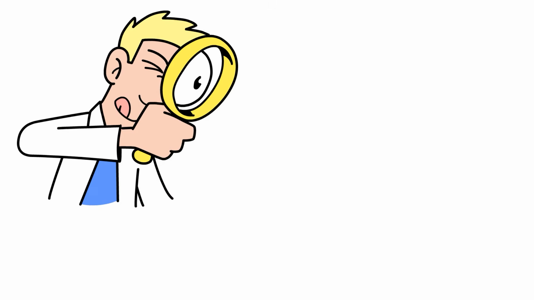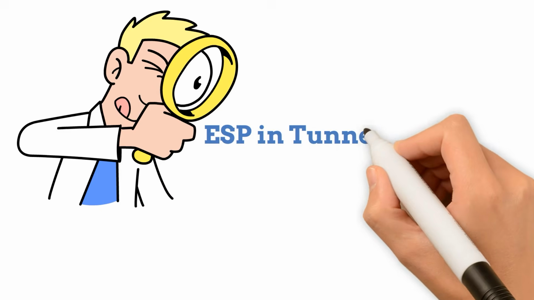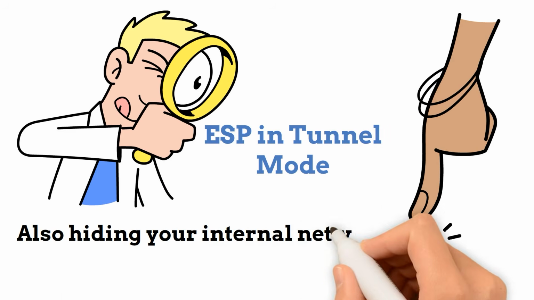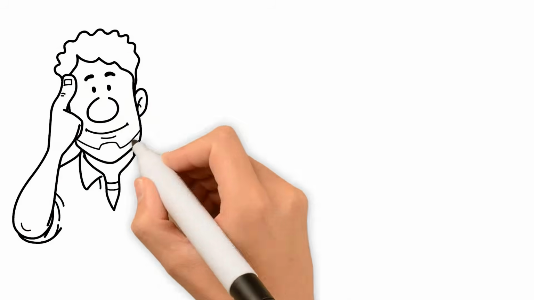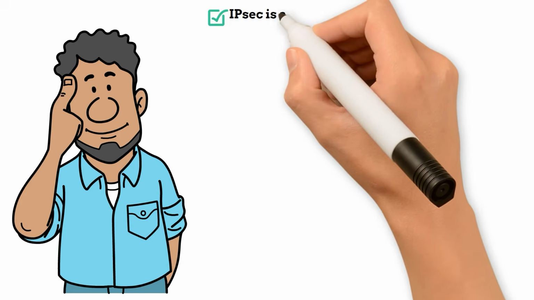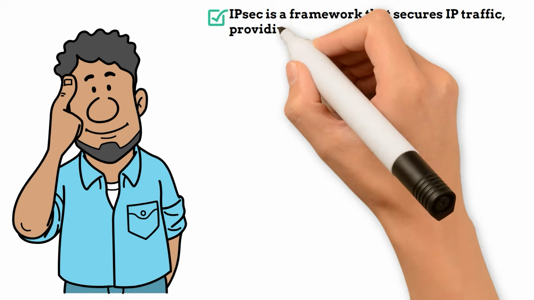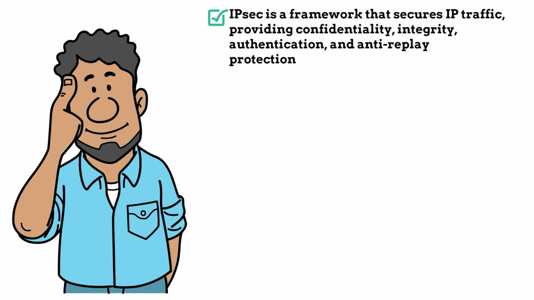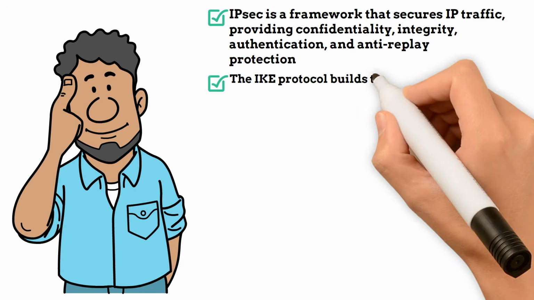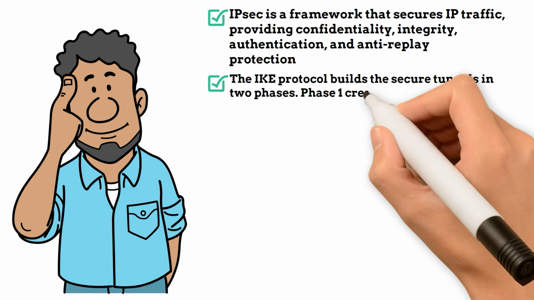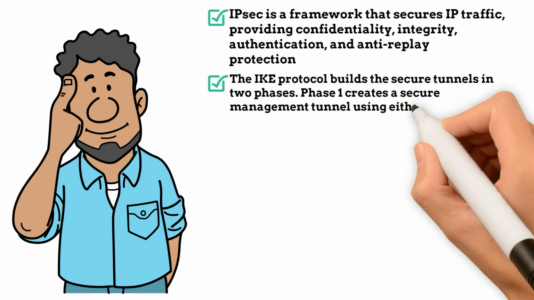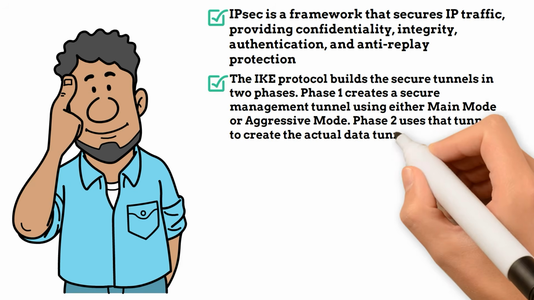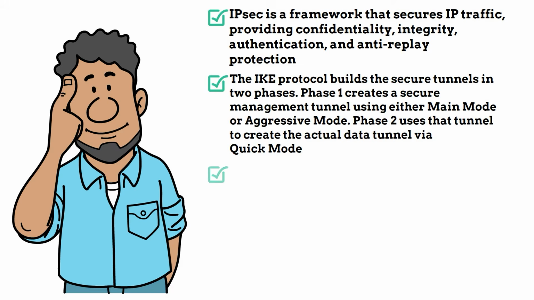So, the most common IPsec configuration you'll see is ESP in tunnel mode for full encryption and authentication while hiding internal network structure. Recap. So let's quickly recap what we've learned. IPsec secures IP traffic, providing confidentiality, integrity, authentication, and anti-replay protection. IKE builds secure tunnels in two phases. Phase 1 creates a secure management tunnel using main mode or aggressive mode, and Phase 2, quick mode, creates the data tunnel. Data protection uses AH or ESP.